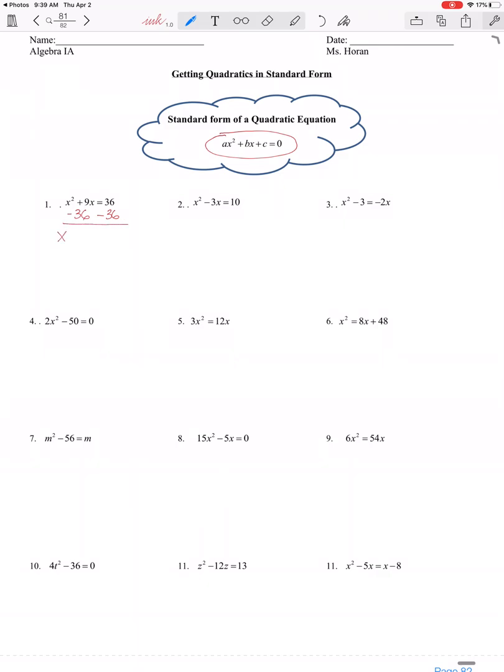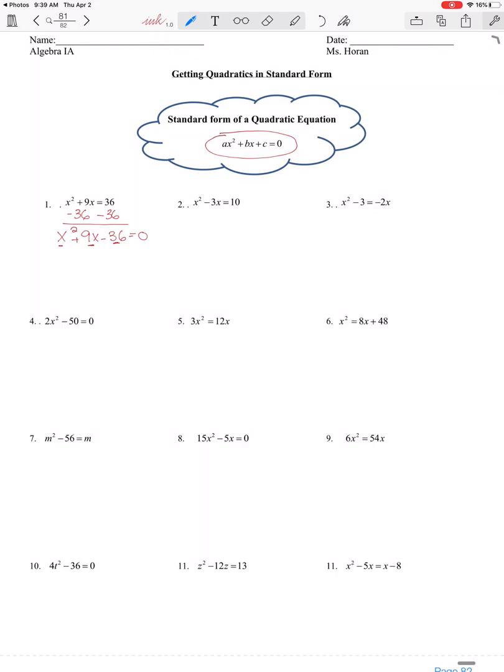So we have ax squared, we have the 9x, we have the minus 36 equals 0, and that's all we do. So we have our x squared, we have our bx, and we have our c. That's all we're going to be doing today. So I'm going to do a couple with you, and then you'll do a couple on your own. And this is what you'll be handing in to me today.